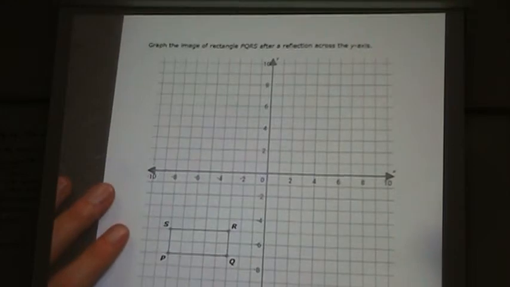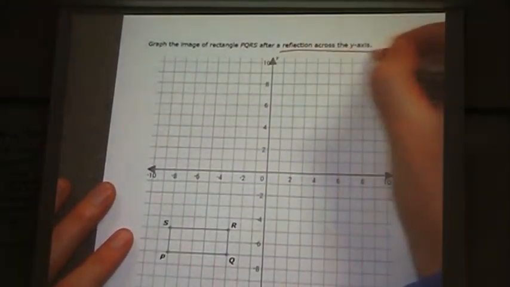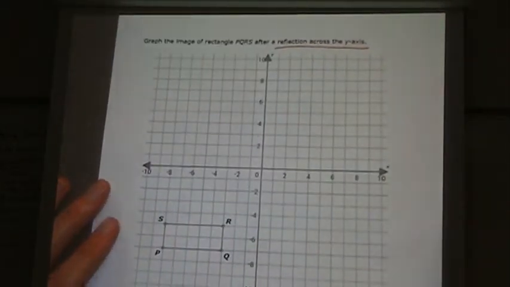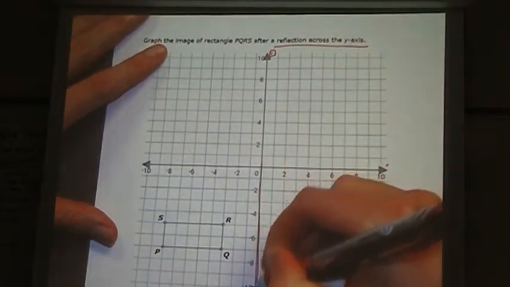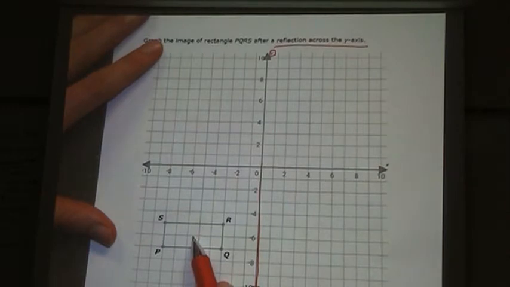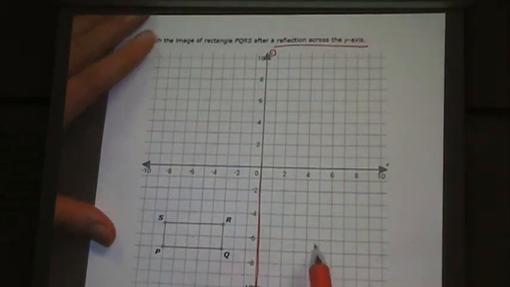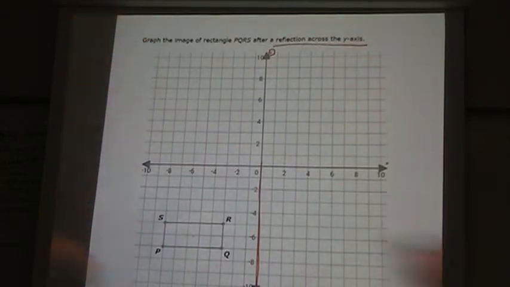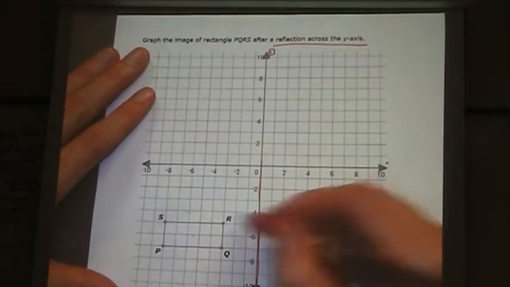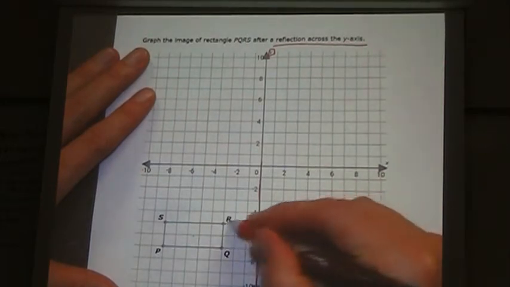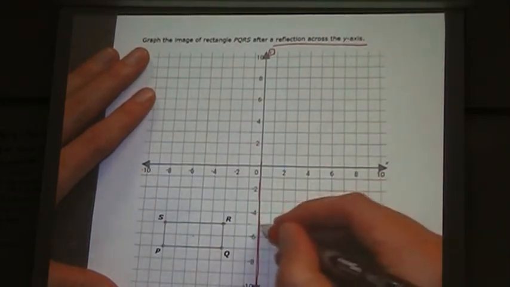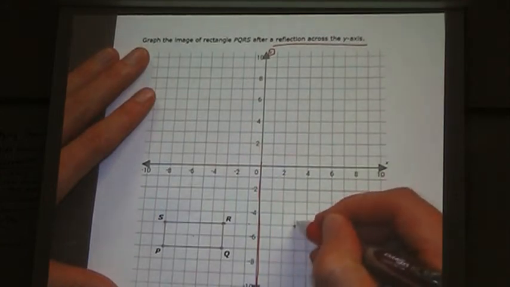What about a reflection across the y-axis? Well, y goes up and down. So here's our line of reflection. And we're going to flip this rectangle across that line of reflection. So instead of going up and down, we're going to go left and right. So we count 1, 2, 3 left. We're going to jump it over here. 1, 2, 3 right. There's my new R.